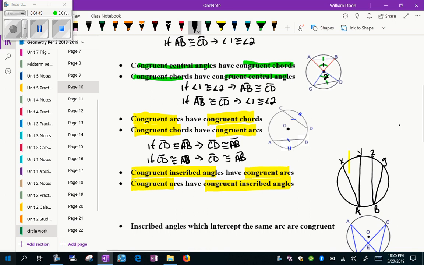And what I'm saying is that if angle A is congruent to angle B, then arc XY is congruent to arc ZG. And the second line says that if arc XY is congruent to arc ZG, then angle A is congruent to angle B.